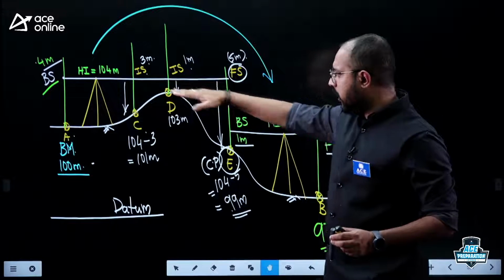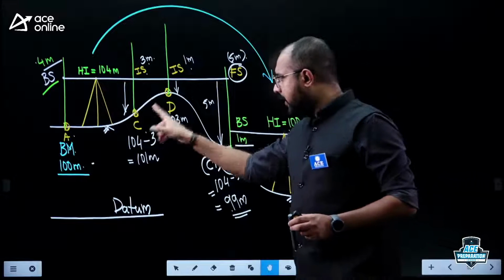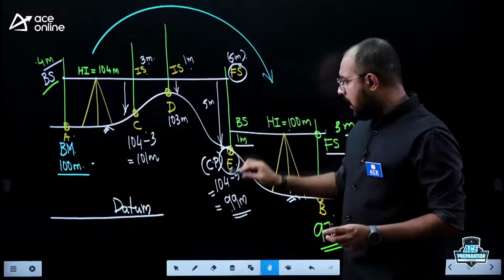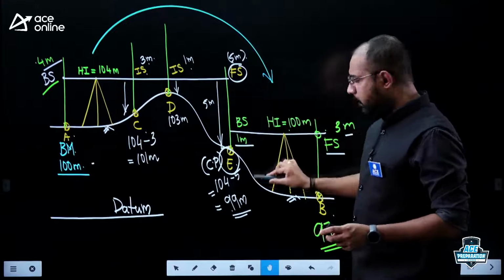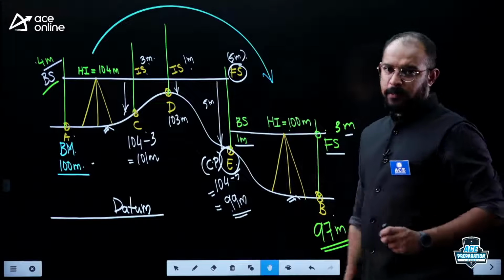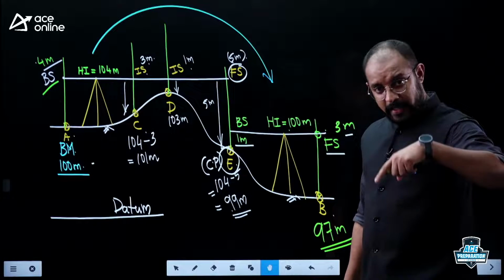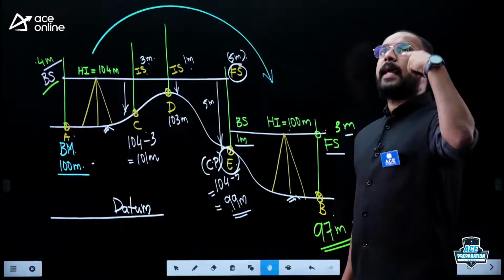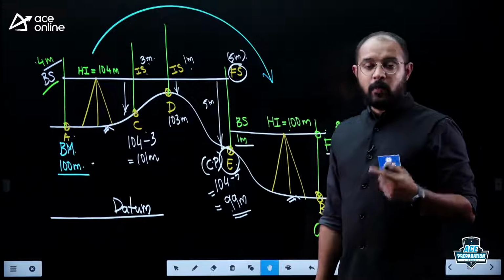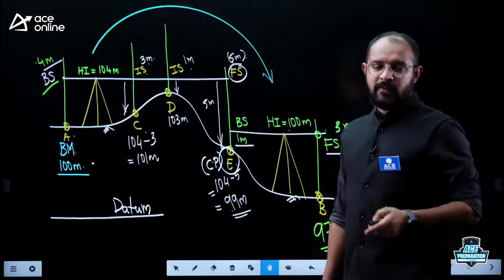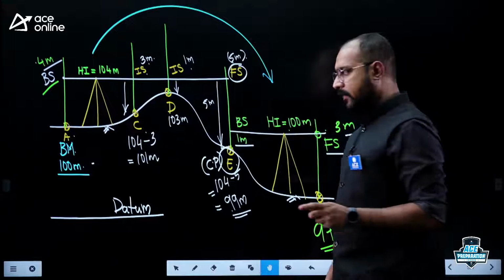This is my first line of sight, second line of sight. Where are these points with respect to my line of sight? Are they above the line of sight or below it? No doubt they are lying below the line of sight. But what if we need to find the elevation of a point lying above the line of sight? We go for the next type of staff reading, which we call inverted staff reading.